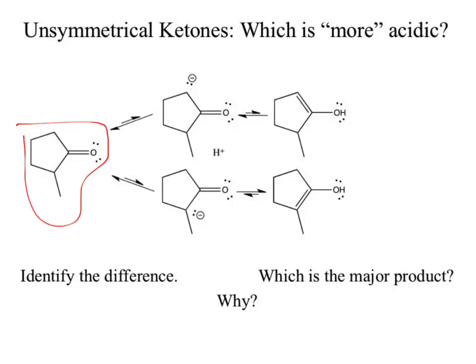Which one's the thermodynamic? The one that's fast. What's that? That's the bottom. The bottom one, because it's more stable. What's more stable? The alkene. The alkene is more substituted. We're looking at our thermodynamic product. This necessarily means the top one is our kinetic product.